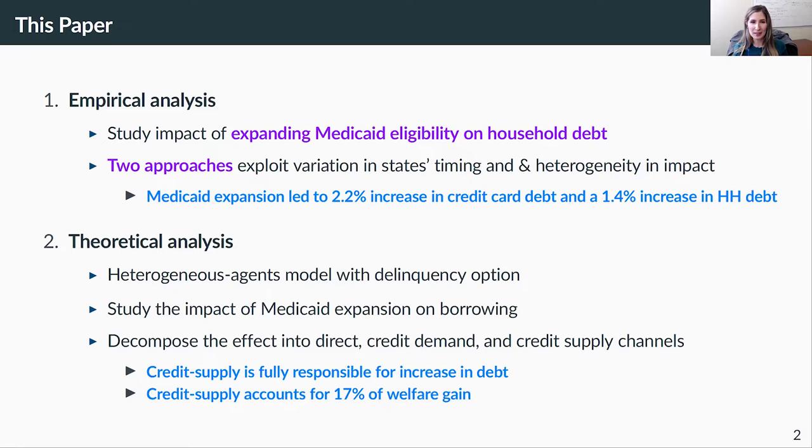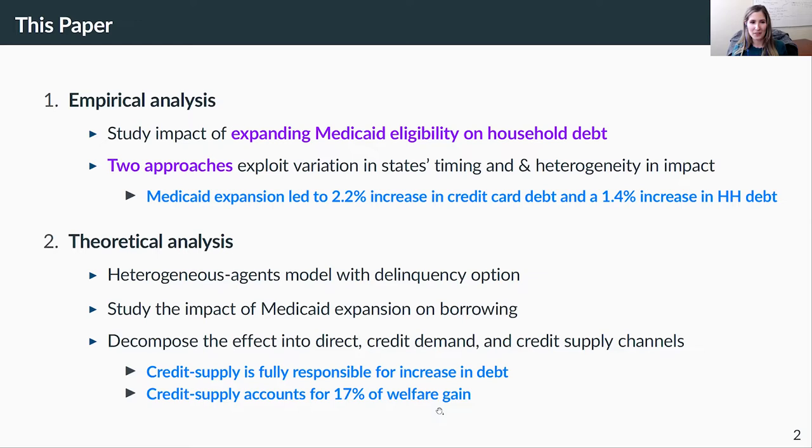And in this model, we're going to study the impact of expanding Medicaid. So we're going to simulate this expansion, look at what it does to aggregate debt, the distribution of debt, and decompose its effect into these direct credit demand and credit supply channels. After doing this, what we find is that credit supply is fully responsible for the observed increase in household debt. And we also find that credit supply actually plays an important role in creating the overall welfare benefits of expanding Medicaid. We estimate that this credit supply response accounts for 17% of the total welfare benefits of expanding Medicaid.